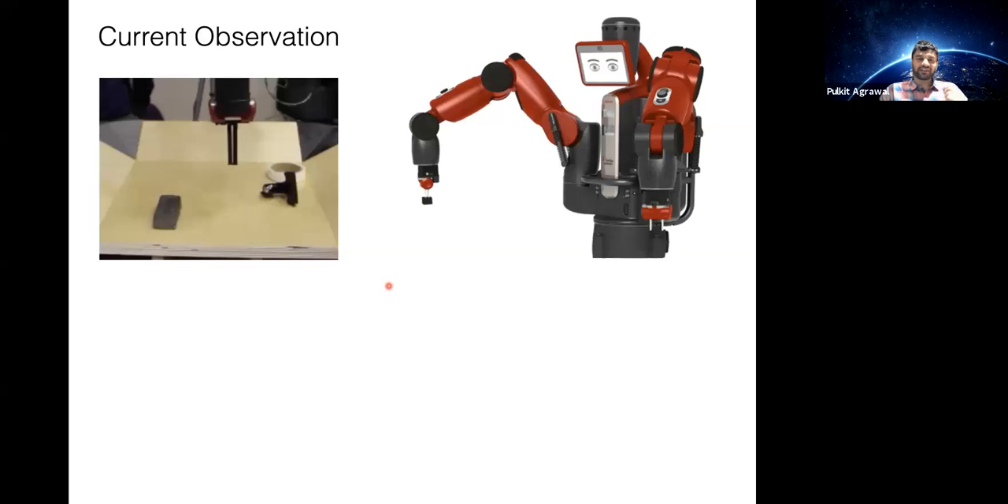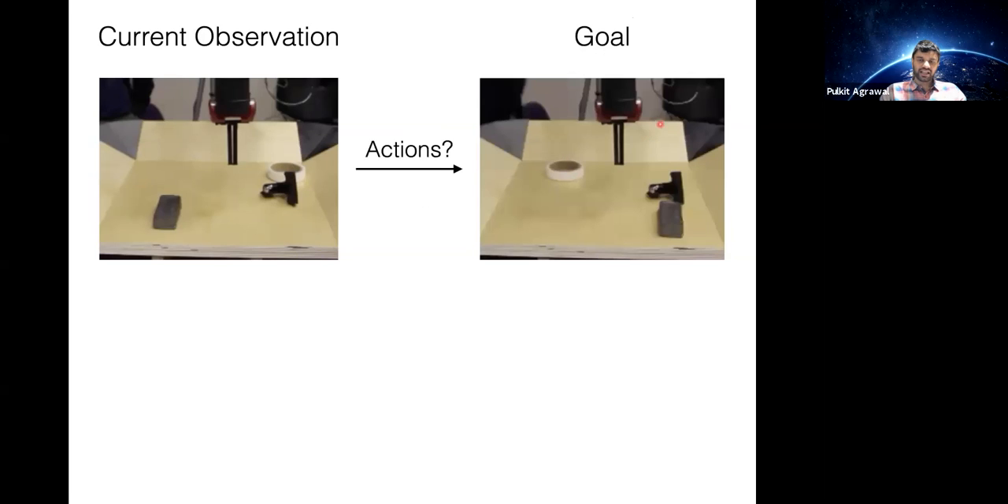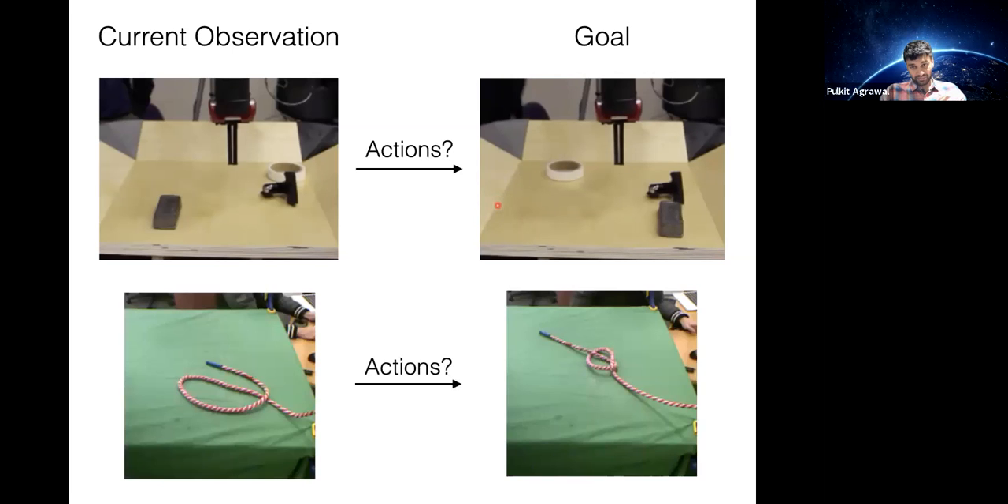To illustrate that, consider this robotic system which has an observation and a couple of objects on a table, and I give a goal image in which the objects have been reconfigured into a different set of positions. The question is, what actions can take me from the current observation to my goal? Similarly, I could be trying to manipulate a rope and have a current observation and the observation of a goal and ask the same question.